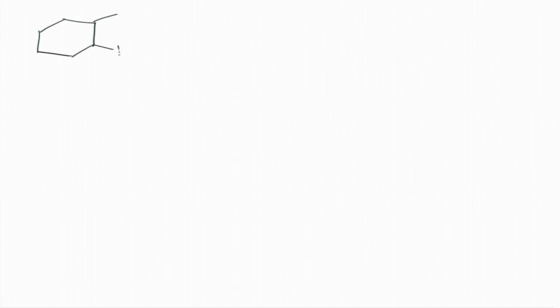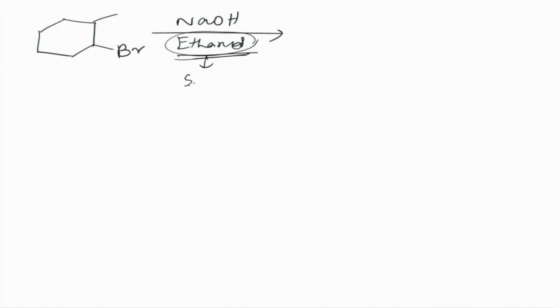So, if this is an alkyl halide, a cyclic alkyl halide, and we have given sodium hydroxide and ethanol. Sodium hydroxide is also a base like potassium hydroxide, and ethanol is the solvent. So, as a whole this means alcoholic sodium hydroxide. Alcoholic sodium hydroxide can also be used for this reaction.